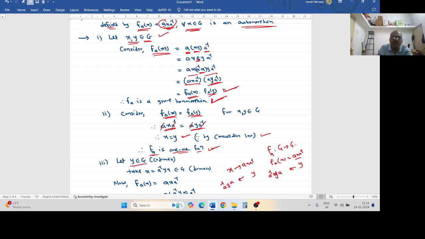So let y belongs to G. So here we show the given function is onto. Let y belongs to G, that is codomain, and take x is equal to a inverse y a belongs to G, that is domain.